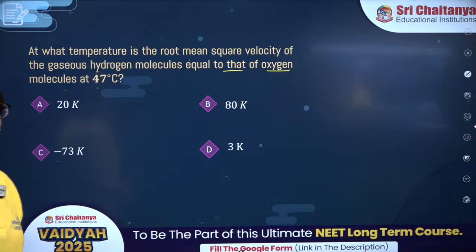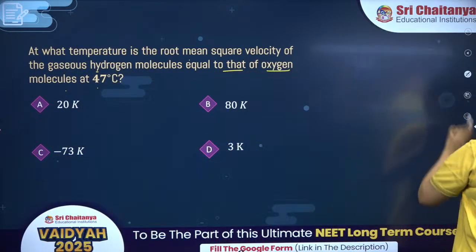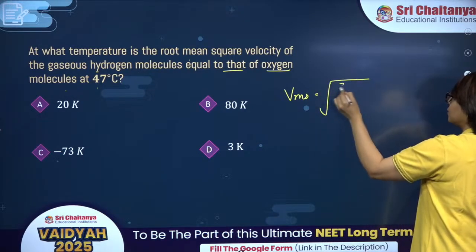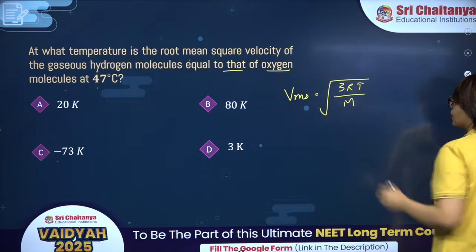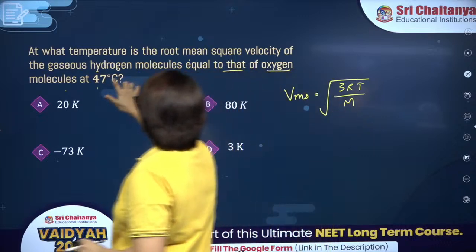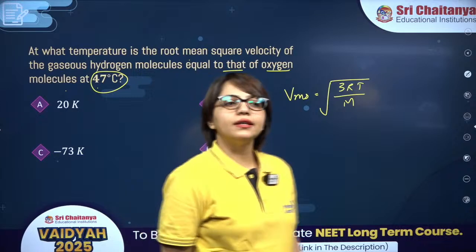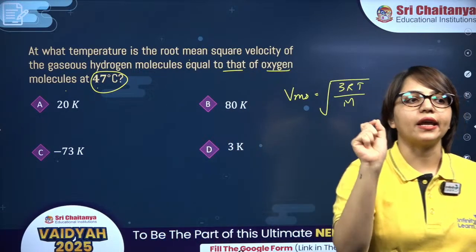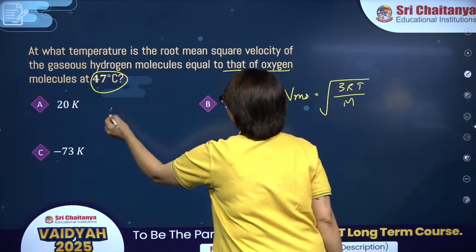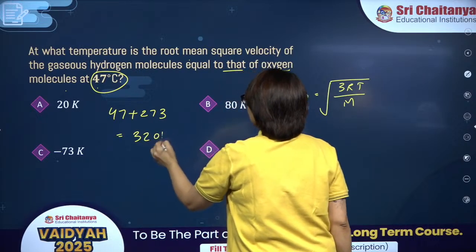RMS speed. What is RMS speed? This is from kinetic theory of gases. Vrms is equal to under root of 3RT divided by M. We put temperature in Kelvin. The only thing that you need to take care of is the temperature. We don't put temperature directly in degrees Celsius. Do not make this mistake in any question. Try this one, come on guys. So 47 degrees Celsius will be 47 plus 273, which is 320 Kelvin.